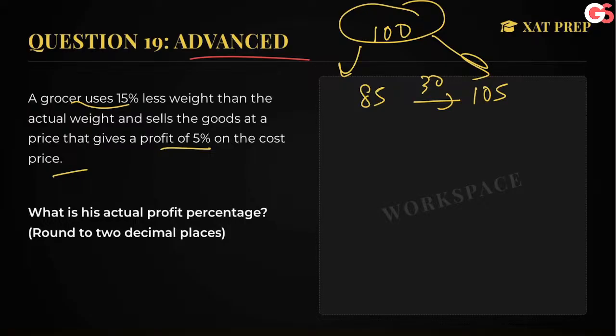ठीक है. तो एक्चुअल प्रॉफिट परसेंटेज कितना हो जाएगा? 30 on his actual cost, that is 85, and we calculate this. Is this clear? This is a very important concept, and that is why I'm paying a lot of attention to this, right? So 600 upon 17, you calculate that and you get the answer.